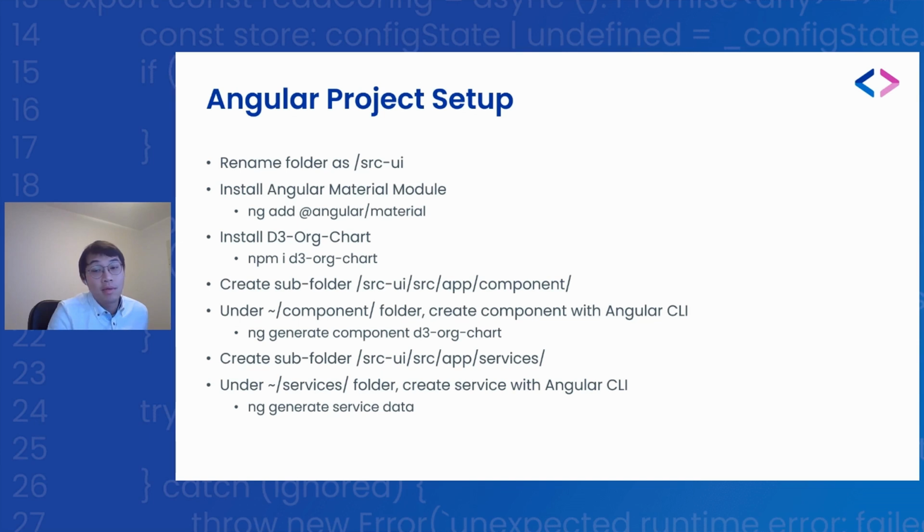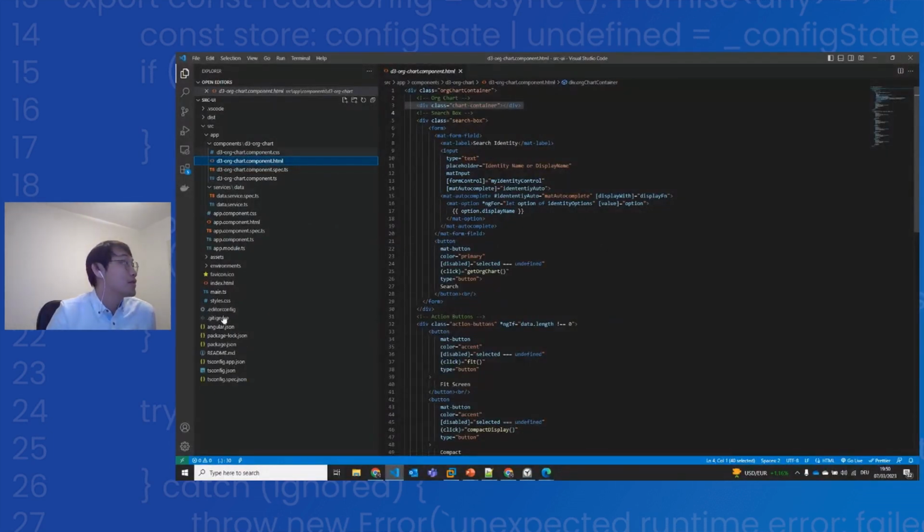We use the npm command to install the D3 org chart library, and then we use the Angular CLI to create the components and also create the data services. After all the steps, you will see a folder structure like this: you will have an app folder and then a components folder with 4 files under it corresponding to the Angular components, and 2 TypeScript files under it for the data services.